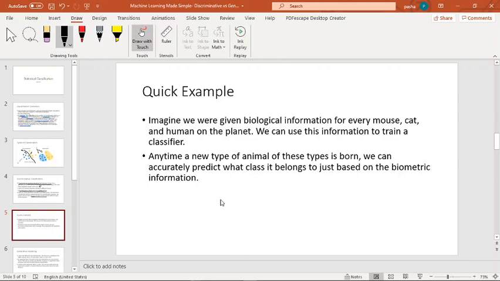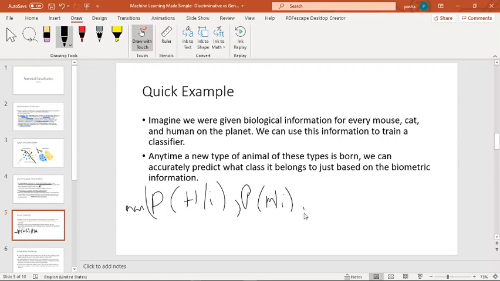So here, remember, we're not trying to generate new kinds of data, we're just strictly classifying. So here, what is the probability of human given info? Max. Probability of mouse given info, and probability of cat given info. That is how your classifier would work.